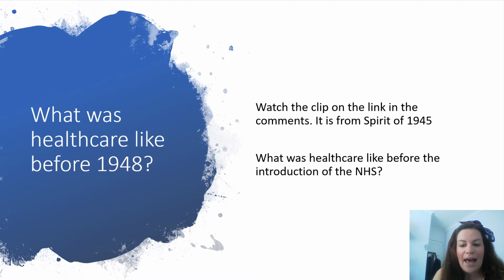So what was healthcare like before 1948? Because we've looked at this quite a bit. We've looked at how the Liberals started to introduce their reforms. We've looked at the Beveridge report and the improvement of housing throughout the First and Second World War for Homes Fit for Heroes. But I want you to have a look at a clip.